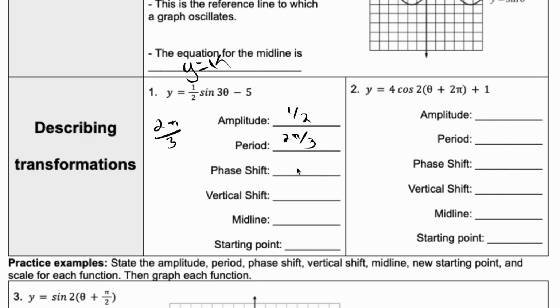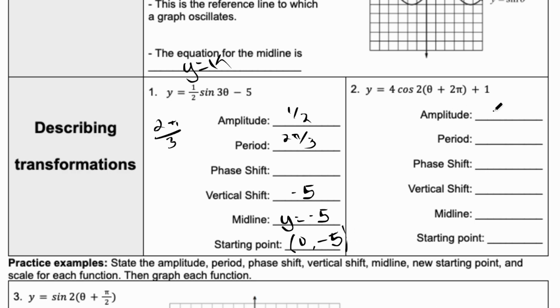We don't have any. Vertical shift, we're shifting down 5, right? Our k value is -5. So our midline is going to be y equals -5, right? This is the line. And our starting point is going to be, if we plug in 0, we do sine of 0 and we get 0. 0 times 1/2 is 0. Minus 5 is going to be -5, so we get 0, -5.